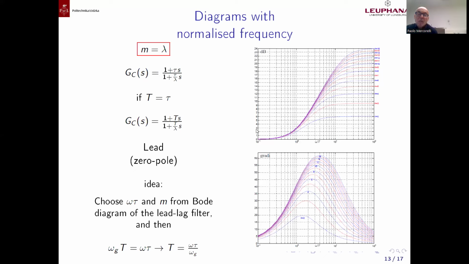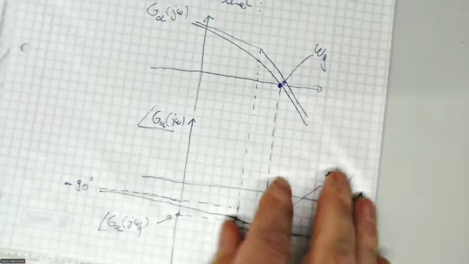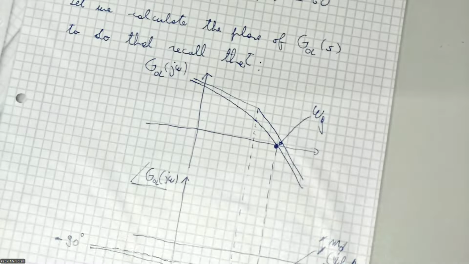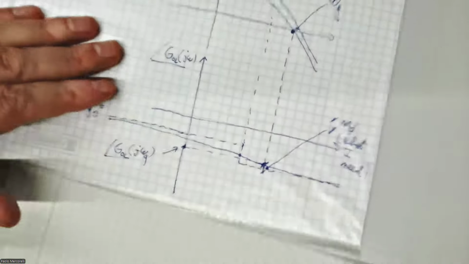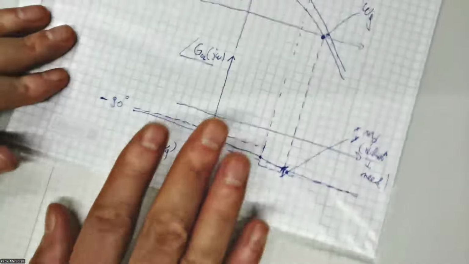How do I do? I have to introduce the phase margin because I forgot to do so. The phase margin is the difference. About the phase margin, I already somehow told you.